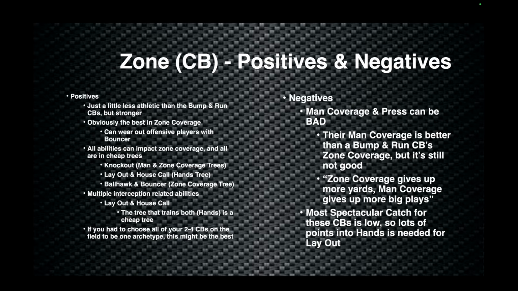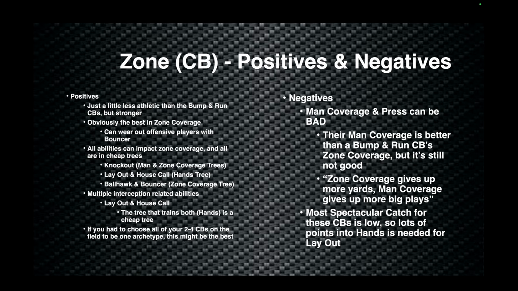All of their abilities can impact zone coverage, and they're all in cheap trees. So knockout, man and zone coverage trees, layout and house call in the hands tree, and ball hawk and bouncer are in the zone coverage tree. So, I mean, ball hawk impacts all plays, but I'm basically saying you can just run a zone heavy scheme and all their abilities will impact every single play. They also have multiple interception related abilities, layout and house call. The tree that trains both of them, the hands tree, is also a cheap tree.